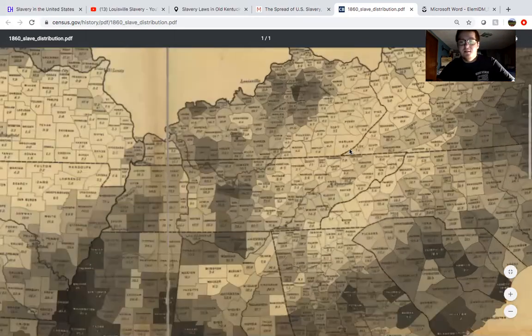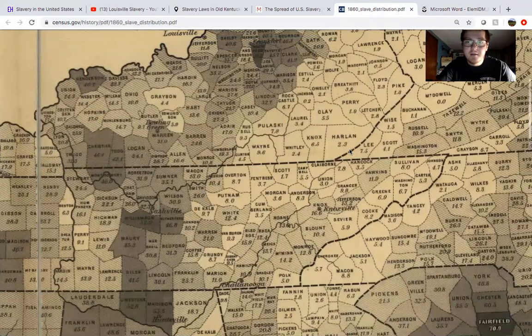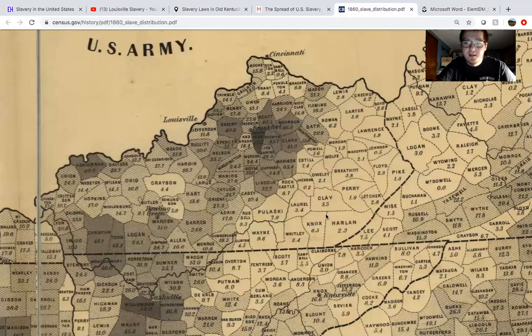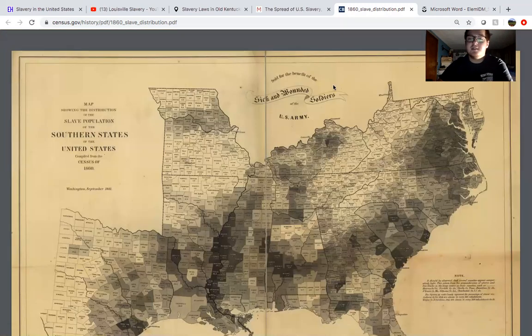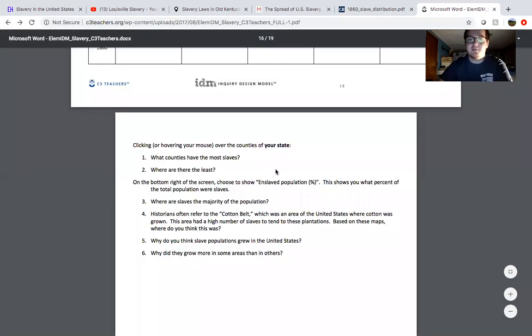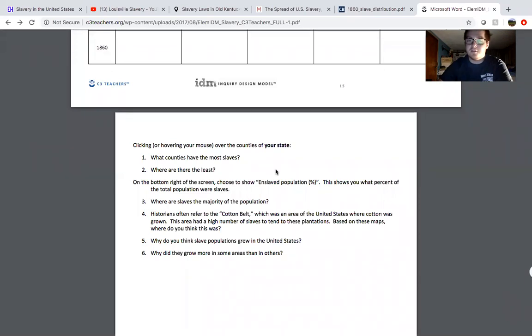And if you zoom in enough, it'll show you the per capita slave population. So we see Jackson County, 0.2% of their population was slaves. But in Woodford County, 52.5%. So use those numbers to see where the slaves are the most. Again, just list a couple. You don't have to list all 120 counties in this. Just see which parts have the most.